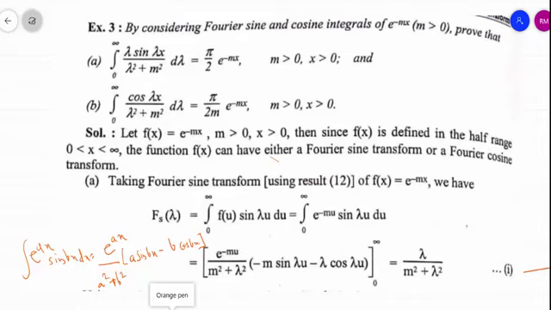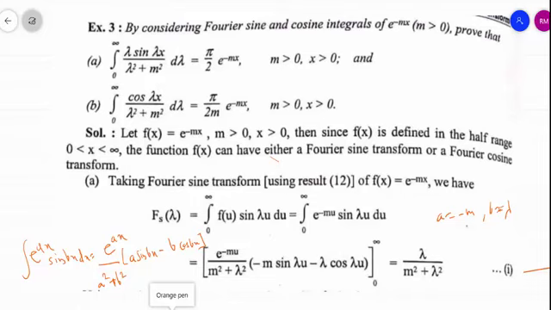So here a is equal to minus m and b is equal to lambda. So just substitute here. So m square plus lambda square, here minus m sin lambda u minus lambda cos lambda u. So in this way we get the Fourier transform of given problem is like this.